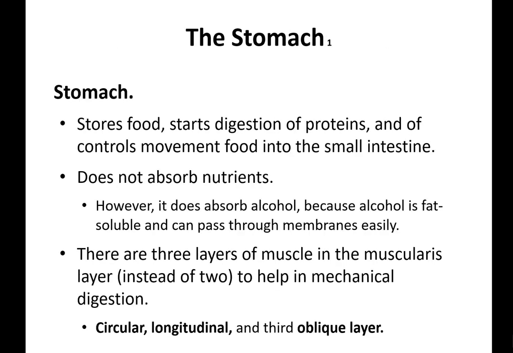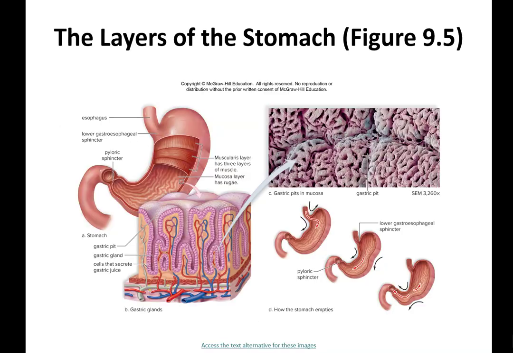Stomach. The stomach is a thick-walled J-shaped organ that lies on the left side of the body just below the diaphragm. The stomach stores food, initiates the digestion of protein, and controls movement of food into the small intestine. While food is in the stomach, it churns and mixes the food with acidic gastric juices that contain HCl, hydrochloric acid, and pepsin for protein breakdown. There are 3 layers of muscle in the muscularis layer: the circular, longitudinal, and oblique layers.